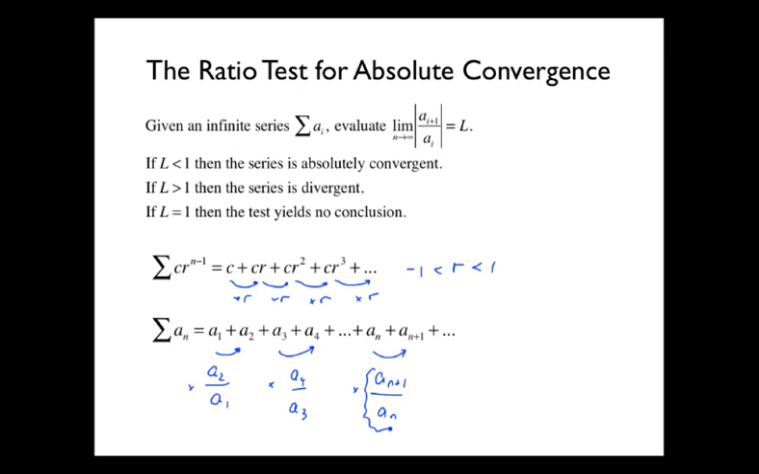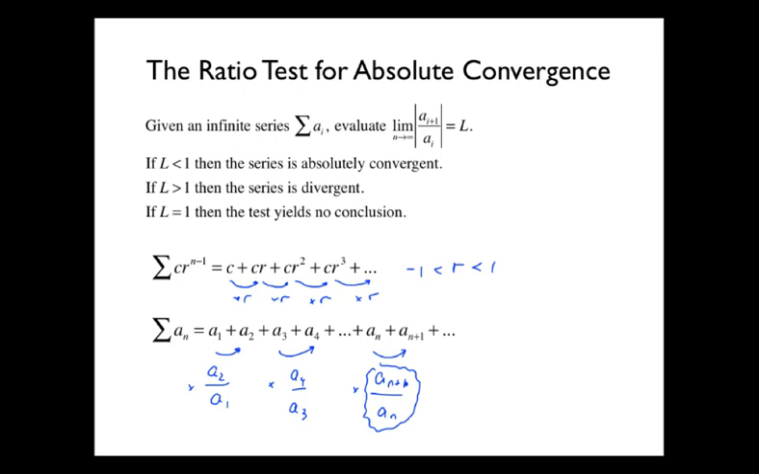a_{n+1} over a_n, right? So what is the ratio test saying? It's saying, look at this sequence and take this out to the million, billion, trillionth term, and look at this ratio. This ratio is the multiplier to get to the next term, just like r is the multiplier to get the next term in a geometric series.